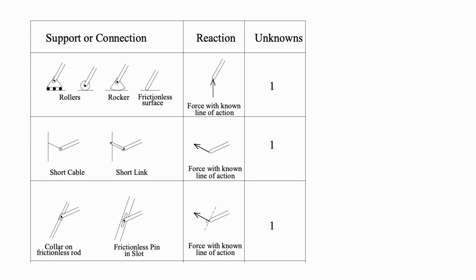So we have different types of supports or connections. The first one: roller, rocker, frictionless surface. We have a force with known line of action, that means one unknown. If we have a short cable or short link, again we have a force with known line of action, and again one unknown. Then we have a collar on frictionless rod, frictionless pin in slot, force with known line of action, again only one unknown.